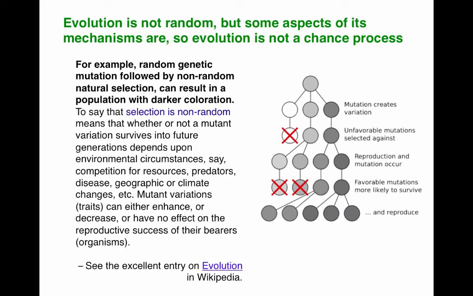It's important to note here that evolution is not random, but some aspects of its mechanisms are. So evolution is not a chance process. For example, random genetic mutation followed by non-random natural selection can result in a population with darker coloration. To say that selection is non-random means that whether or not a mutant variation survives into future generations depends upon environmental circumstances, say, competition for resources, predators, disease, geographic or climate changes, etc. Mutant variations traits can either enhance or decrease or have no effect on the reproductive success of their bearers, organisms. See the excellent entry on this on evolution in Wikipedia.